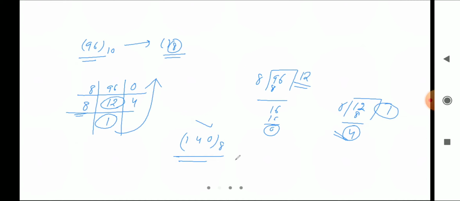Okay, fine. Let's see the next. So next one is, I want to convert this number 96 into base 16, right? So let's see. Next one is, here it is a decimal number. I want to convert this one into hexadecimal number, right? Hexadecimal. So I can say it is base 10. I want to convert this one into base 16.